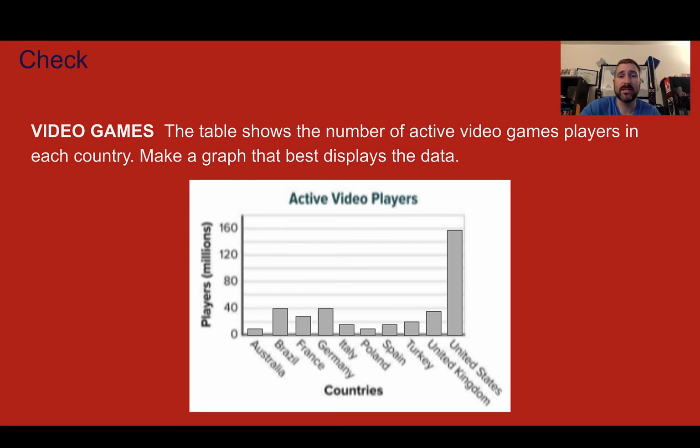Would it be significantly more than the United States, or would it be less? Also, South Korea has a lot of people that play video games. I wonder where they would fall on this. But we used a bar graph, again, because we can't have in-between countries. We can add a new country, but that's not merging with a country that's already there.